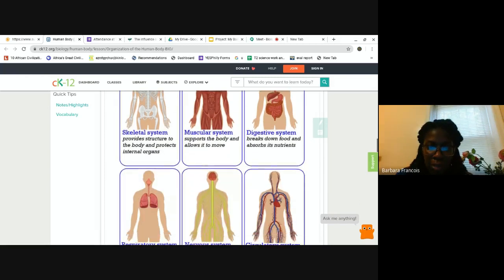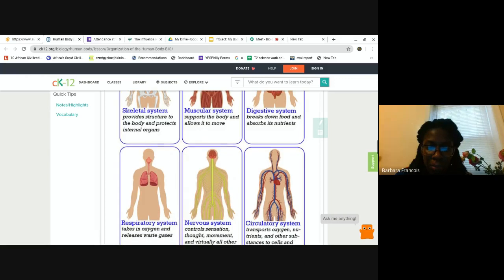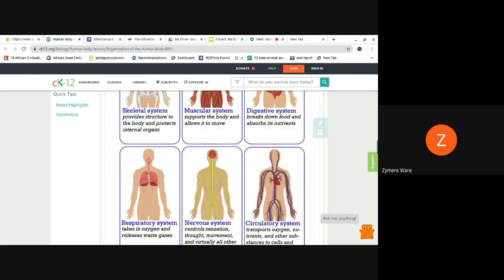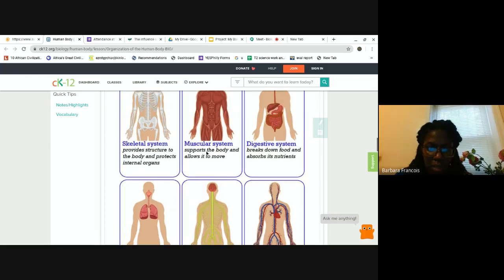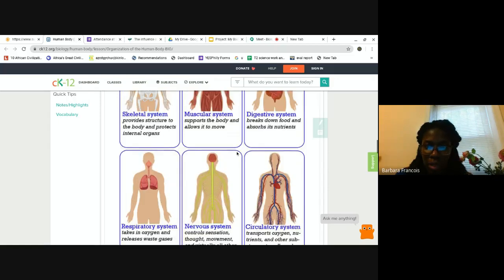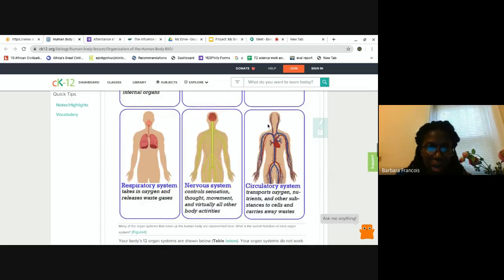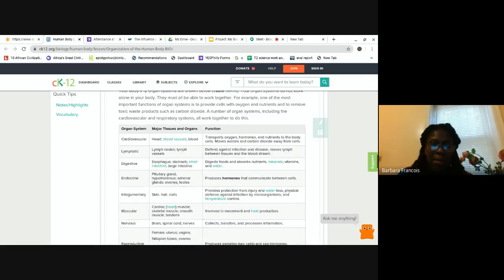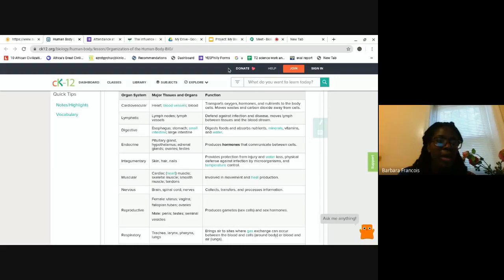So whatever your system is, which I think you were doing the respiratory system, Zamir? Yeah. Okay. And Kian, you said you're doing the digestive system. So Zamir, you're gonna be focusing here. This is the purpose, the whole function of your system. And Kian, you're gonna be right there, okay? And then it breaks it down. So now you kind of have a starting point, but you still need to find other resources.